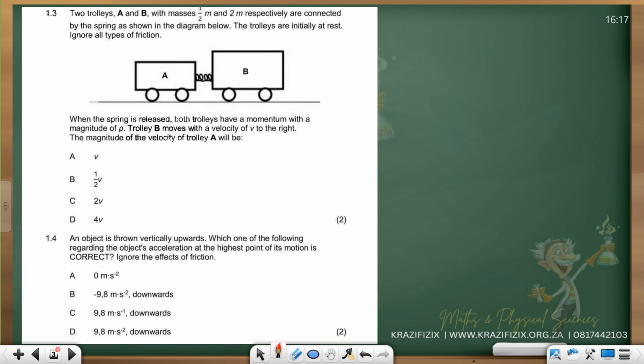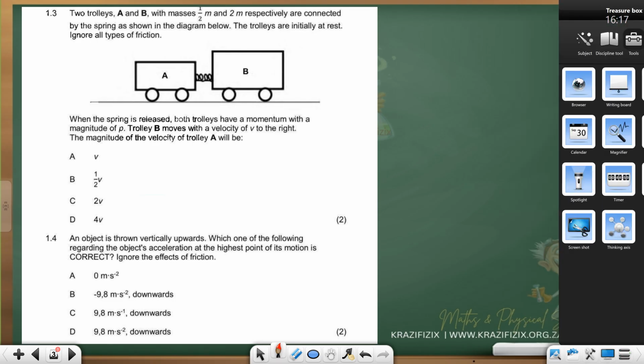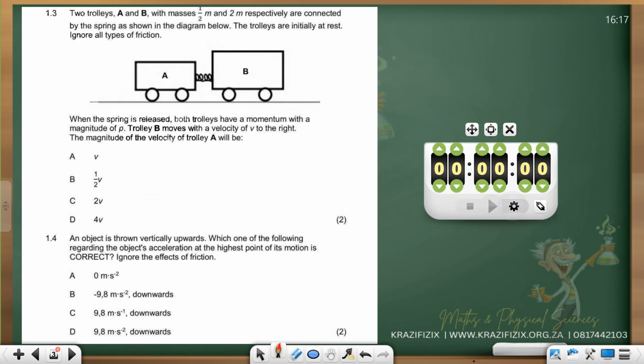1.3 and 1.4. Quickly. You have yourselves 3 minutes because I see this one requires a bit of calculation. All right, let's say 4. Please don't guess. Make sure you get answers. Don't guess.